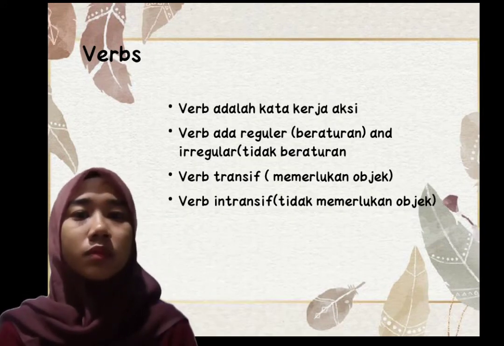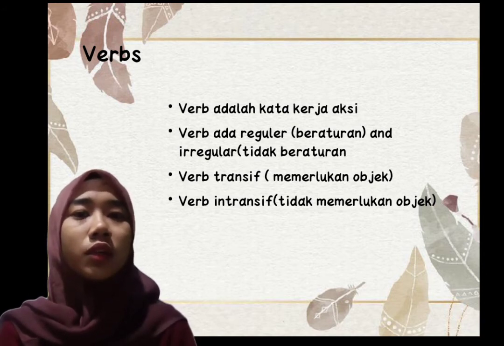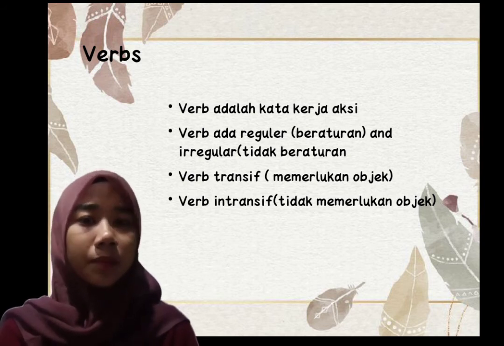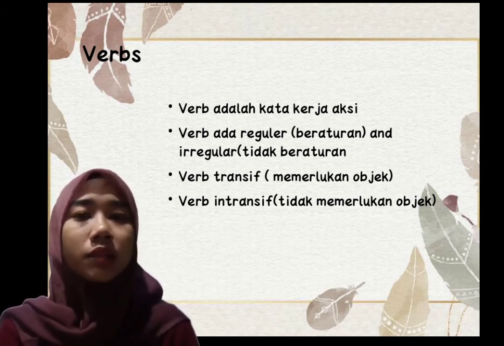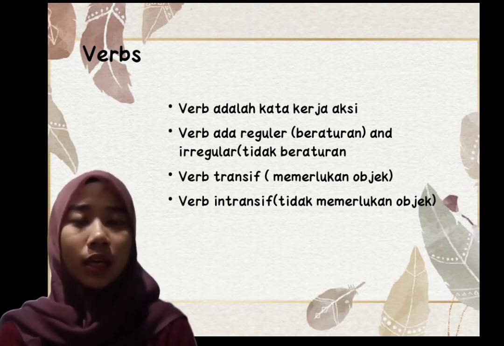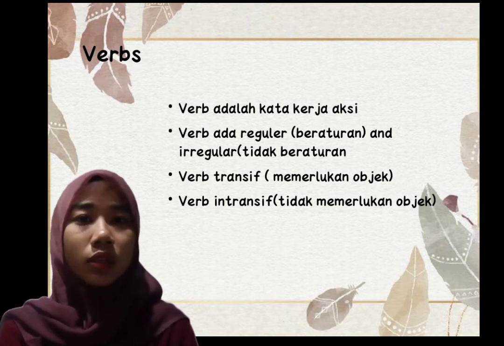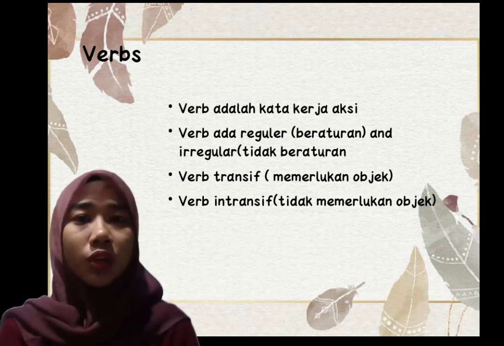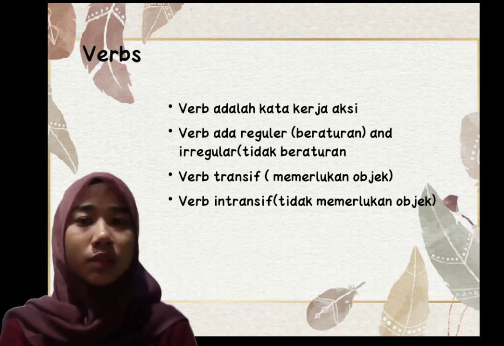Baiklah, yang selanjutnya itu adalah verb. Verbs are action words. They tell you what people, animals, or things are doing. Sebagai contoh, jump, run, and buy. Dalam kata kerja, ada kata kerja reguler dan irregular. Regular adalah kata kerja beraturan, biasanya ditandai dengan akhiran ed. Sebagai contoh, play, played, played. Sedangkan kata kerja irregular adalah kata kerja yang tidak beraturan. Sebagai contoh, go, went, gone.